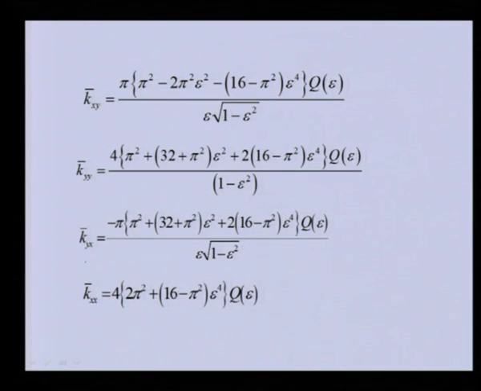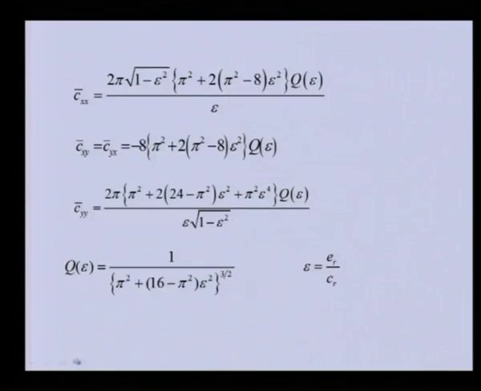So you can see that we have explicit forms of these stiffness coefficients. You can see this epsilon, and the function Q of epsilon, which I will be defining. So basically, if we know epsilon, these stiffness coefficients can be calculated. Similarly, the damping coefficients can be calculated.